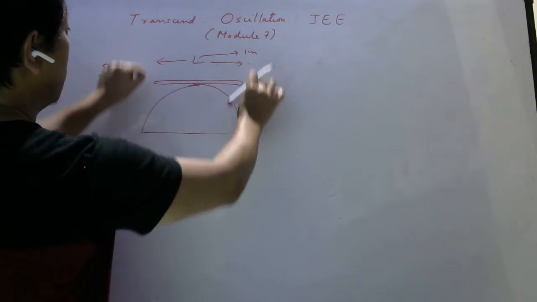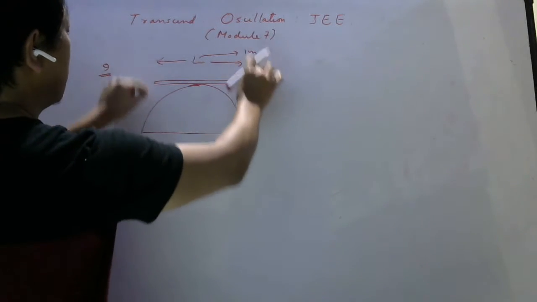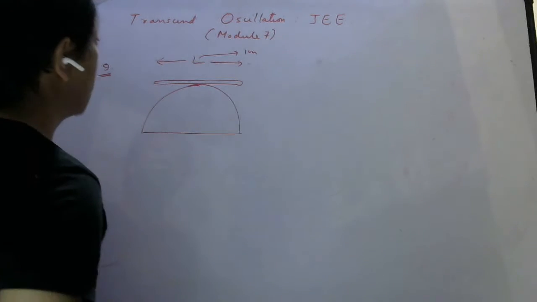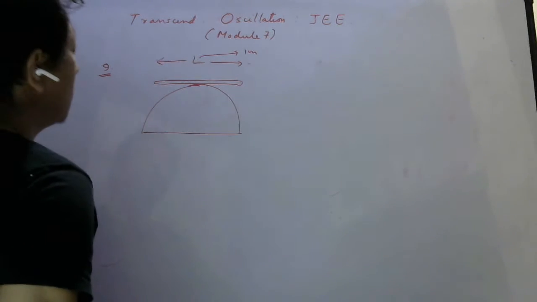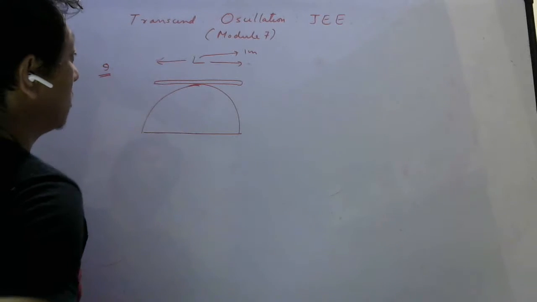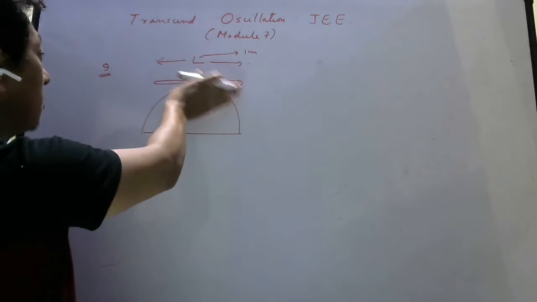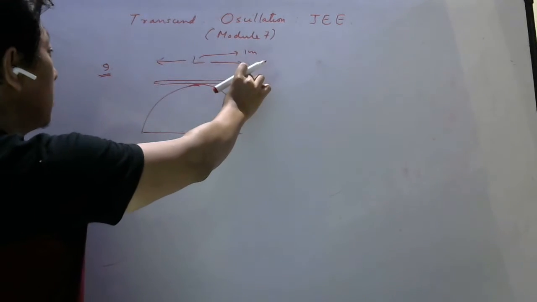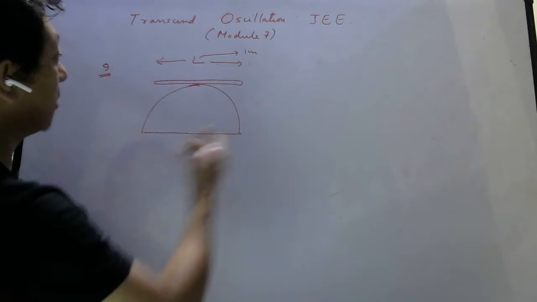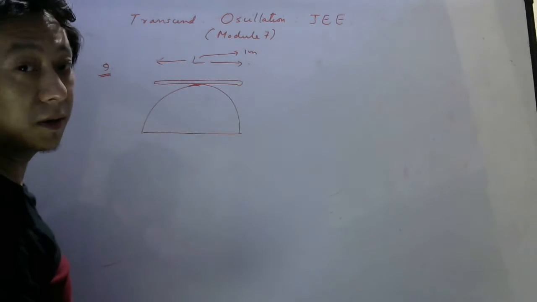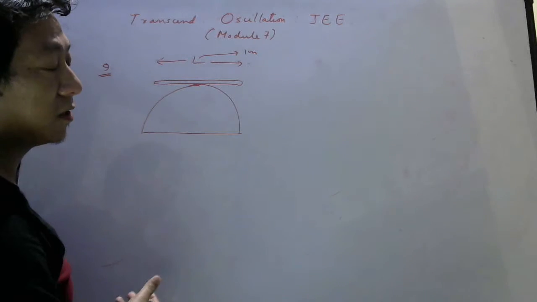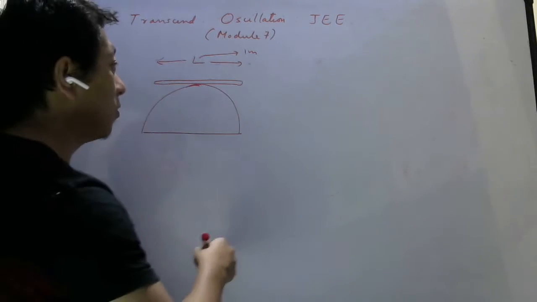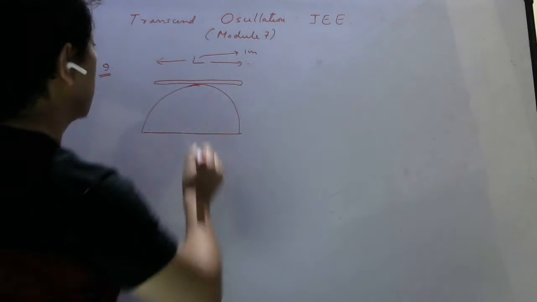So it starts performing angular SHM, right? So what would be the time period of the oscillation they are asking? Here we will try to find the torque which is responsible for bringing the body back once it has been depressed. And that torque should be equal to, in Newton's second law we write for translational motion F equals ma. Now we write torque equals I alpha.